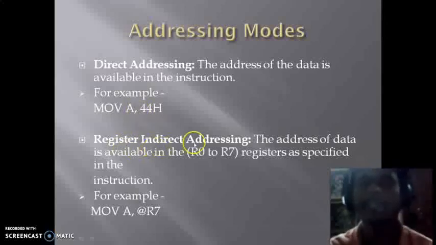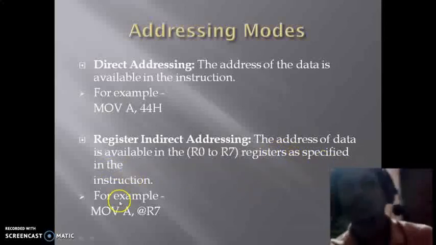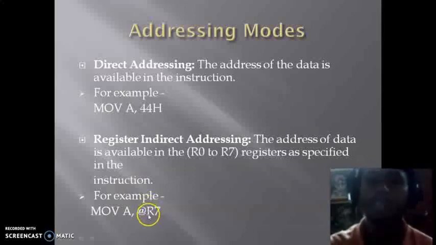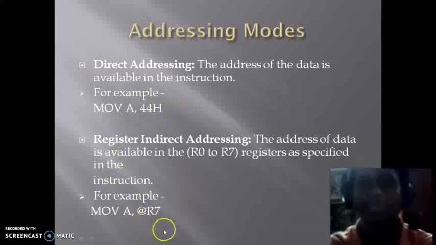Next is the register indirect addressing mode. So here the address of the data is available in R0 to R7 of the register bank, as specified in the instruction. For example, MOV A, @R7 means the content of R7 is the address of the RAM, and the data of this particular RAM will be stored into the accumulator. So that is the indirect way by which the data can be stored into the accumulator.